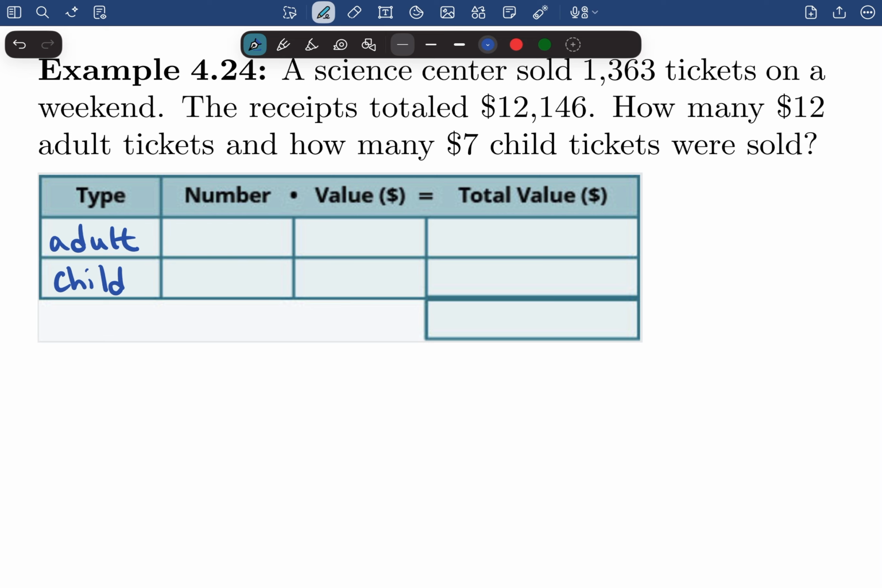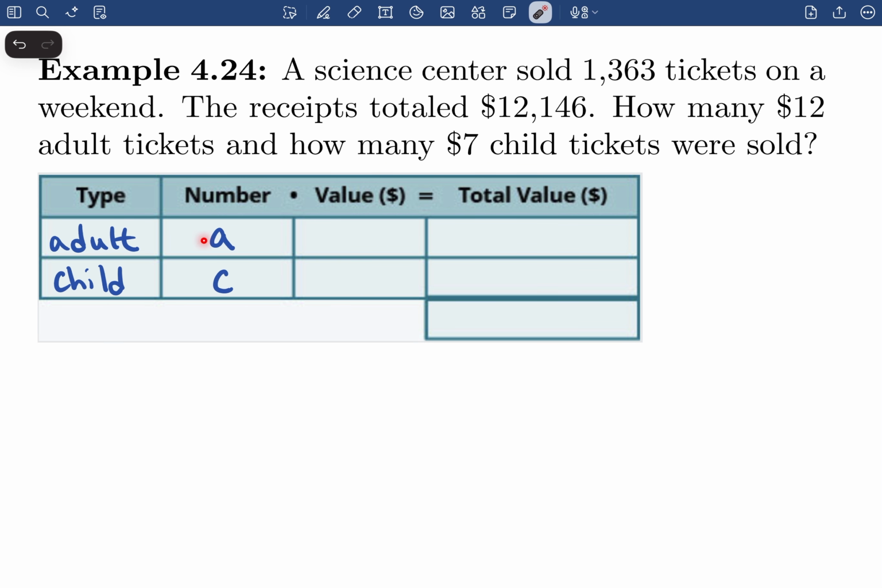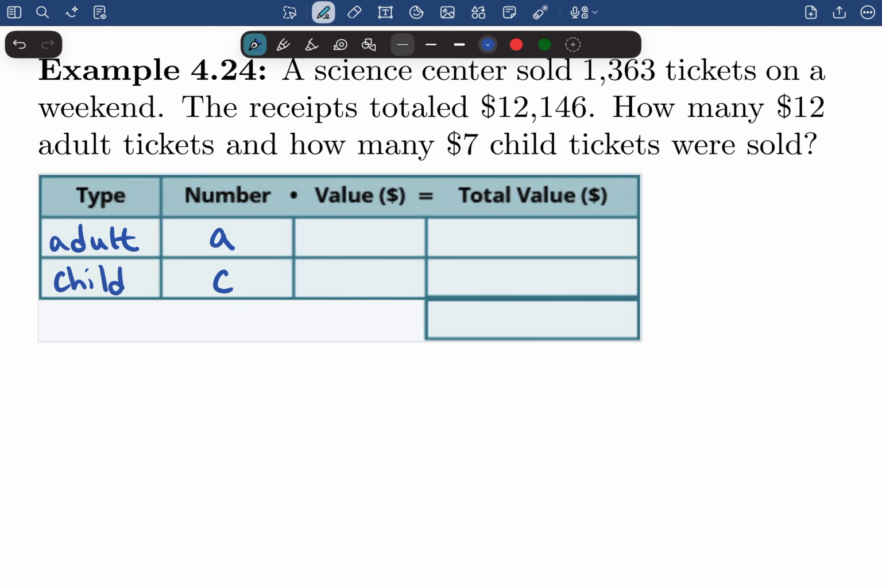The thing I don't know is how many adult tickets there are. I'll call that the variable A. And we don't know the number of child tickets either. I'll call that variable C. I'm just picking variables based on distinguishing adult tickets versus child tickets. That'll make my life really easy when I get the answers.